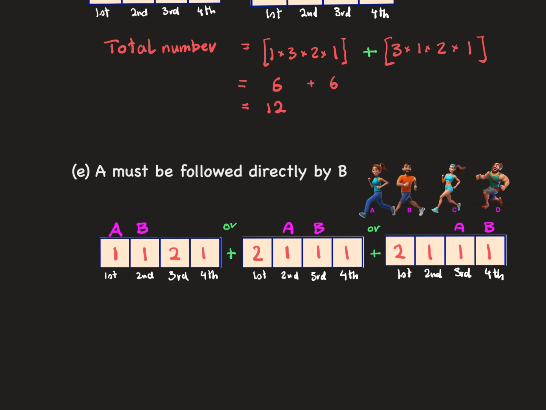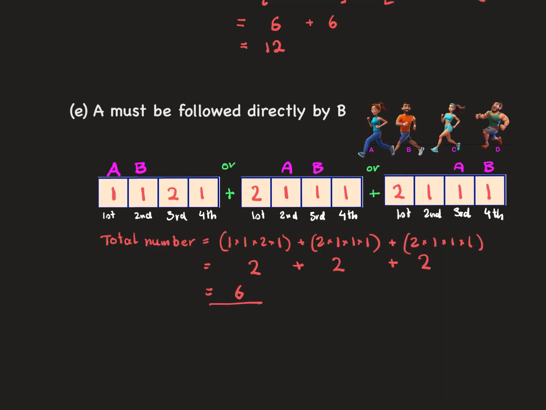and then in the second place we could have 1. So our product rule, our total number will be 1 times 1 times 2 times 1 plus 2 times 1 times 1 times 1 plus 2 times 1 times 1 times 1, and that ends up being 2 plus 2 plus 2, which is 6 different permutations.